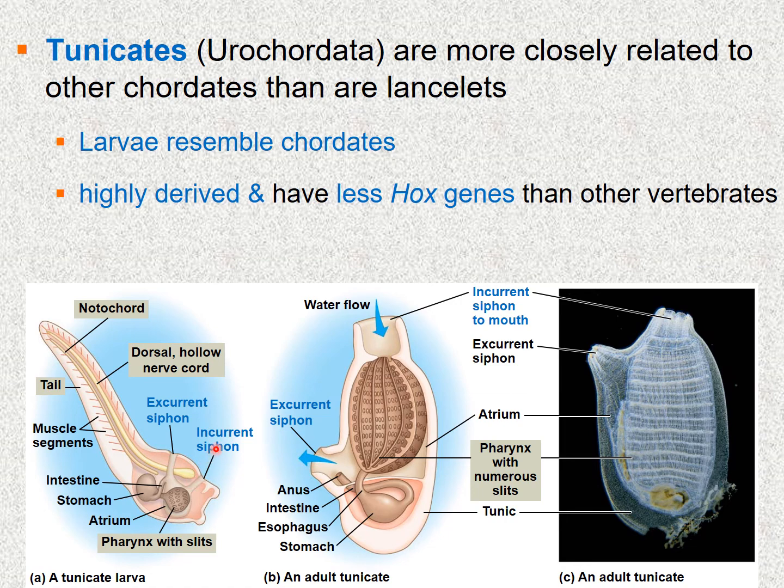These are much more highly derived, and they have fewer Hox genes than other vertebrates. However, as they grow up into an adult stage, they do not retain the chordate body plan as previously described. So the in-current and ex-current siphon is still present, just the overall body plan begins to change. And you can see development of an intestine and stomach, a full digestive system. So you can see it becomes a little bit larger. And what's key here is the reason why they're called the tunicates is because of the presence of a tunic, which is really a tissue that surrounds the body.